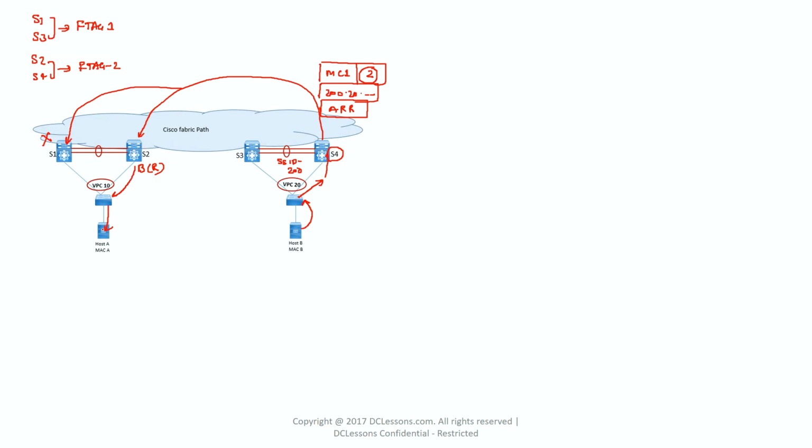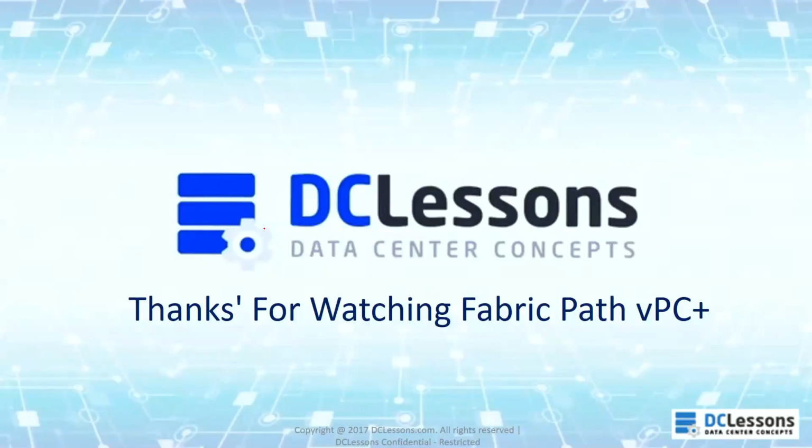Okay, so this is how your ARP request and ARP reply happen in the VPC+ FabricPath domain. Now we have the destination MAC address already learned on switch 2 with the help of CFSoE. It will be learned here also as remote. Now host A can easily send a packet to host B.